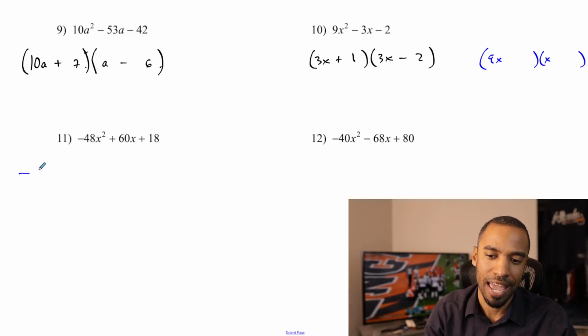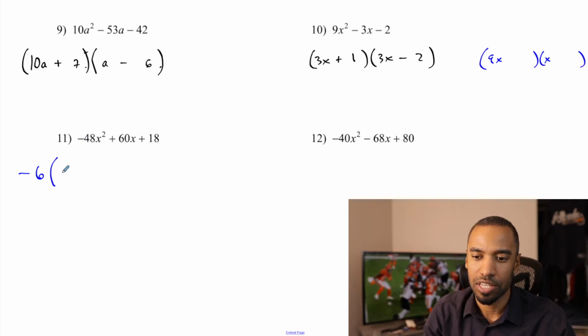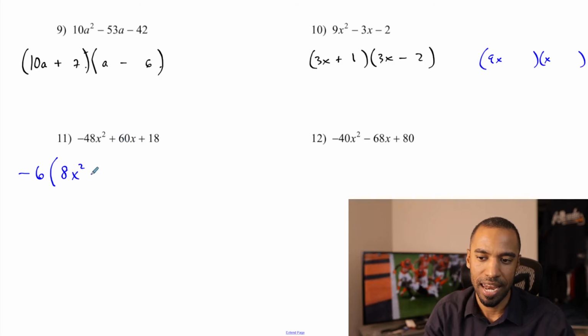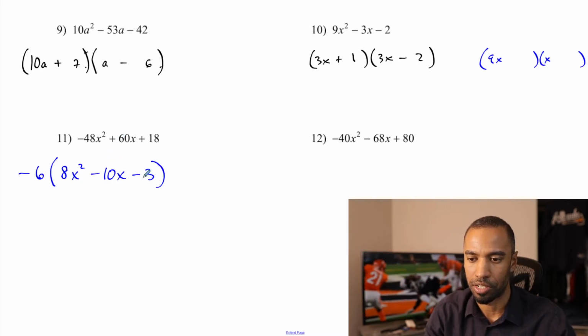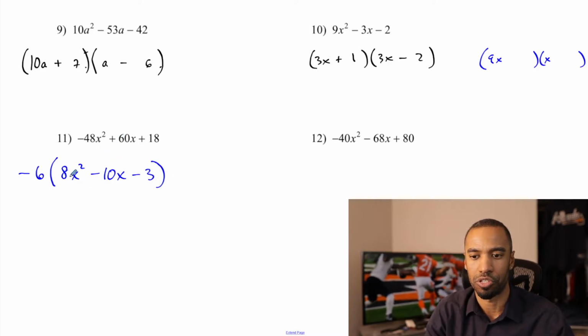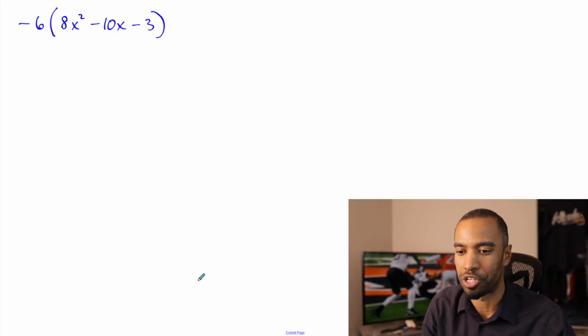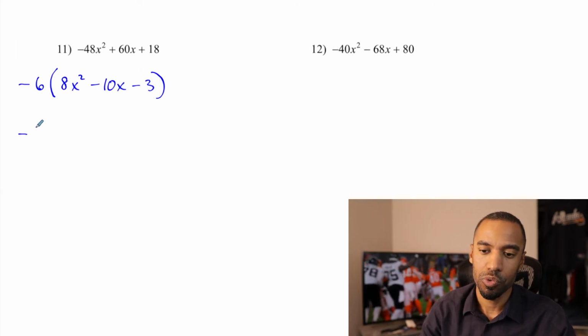We factor out a negative 6 from here. Let's see what remains inside. Negative 6 times positive 8 is 48, so 8x squared. And then this will be negative 10x, and then a minus 3 there. Again, negatives times these change the sign. So yeah, no more common factors. This is what we're left with inside. And let's go to work from there, shall we? We shall. Let's go. So the negative 6 will stay on the outside.